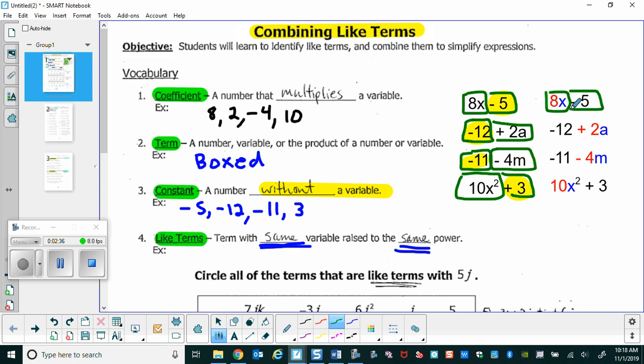So this term has two parts, a coefficient with a variable. This term had one part. Now this is the number that was boxed that was all by itself. Again, that's a constant, and over here the coefficient is 2 with our variable a. This constant is a negative 11, and because we have a subtract 4m, be very careful that you get that the coefficient here is a negative 4. And last but not least, with our 10x squared, we have a 10 with our x getting squared, and then our term all by itself, the constant, is a positive 3.